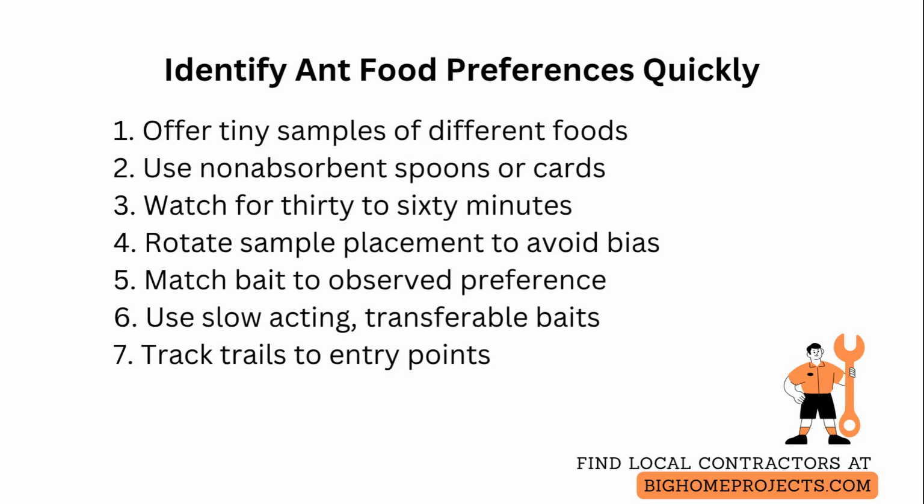Reduce competing food sources by wiping counters with warm, soapy water, storing food in sealed containers, and removing pet food between feedings so the bait remains more attractive than household residues. Recheck bait attractiveness daily and replace or move baits as preference or trails change, because ant species and seasonal needs can shift their diet rapidly.